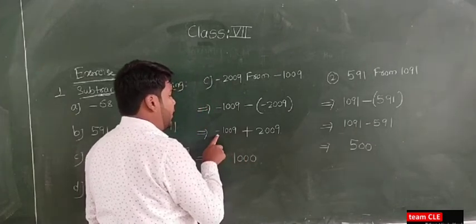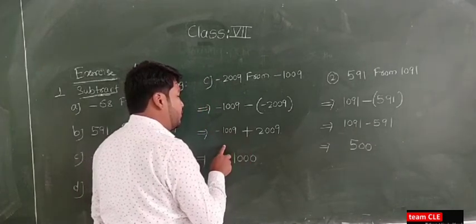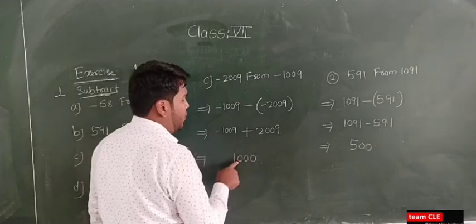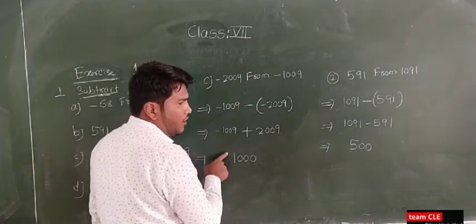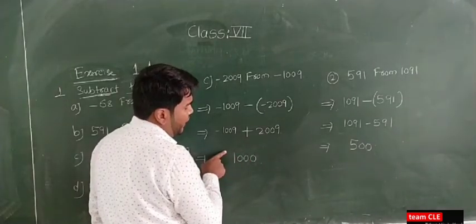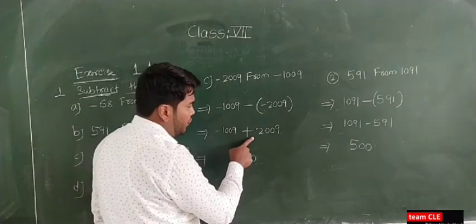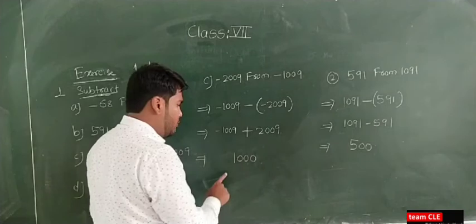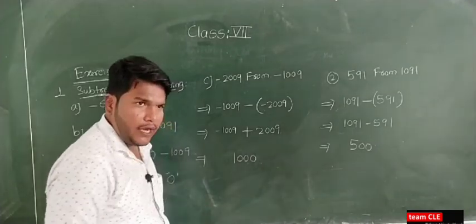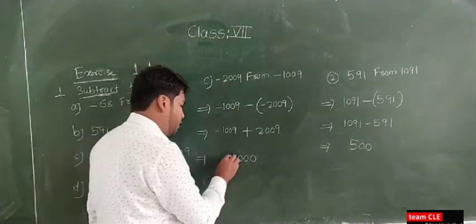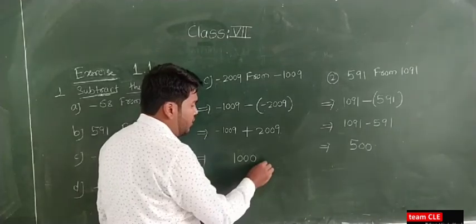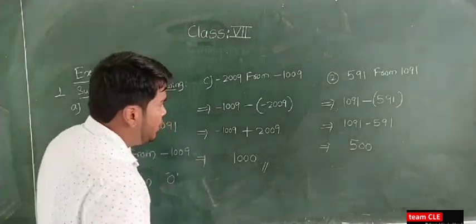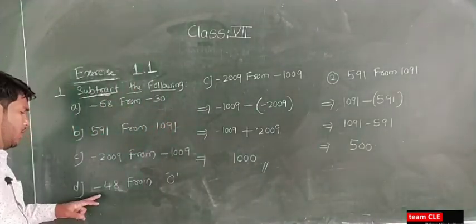Whenever you have a negative integer and a positive integer, you need to subtract, and by seeing the greater number's sign, we keep that sign. If you don't mention any sign, that is considered positive. So by seeing the greater number's sign, we write this as positive 1000. If you have a negative sign, we mention it like minus 1000, but here the answer is 1000. Okay, next, that is the last example.